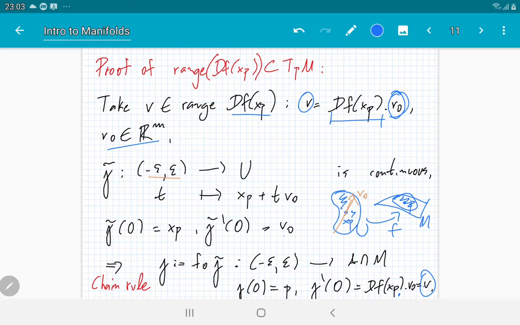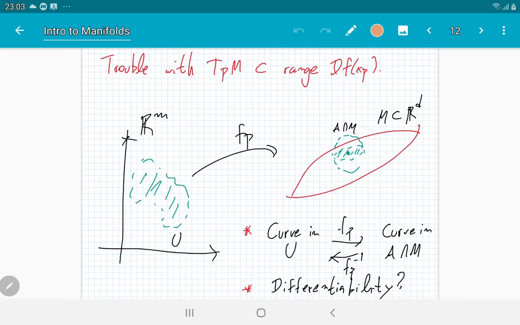The upshot is that, as we said, any vector in the range, any vector of this form here, has to be an element of the tangent space. And the strategy is simple. You just draw a curve over here, and it gets mapped to a curve over the manifold. That works very well in this direction. And of course, you want to do something similar to prove the other direction, right? So the other direction is more like this.